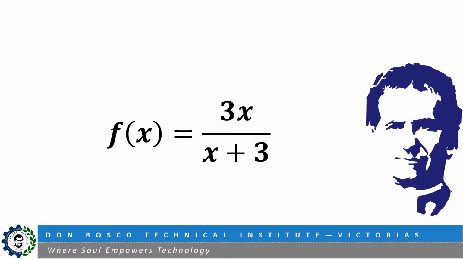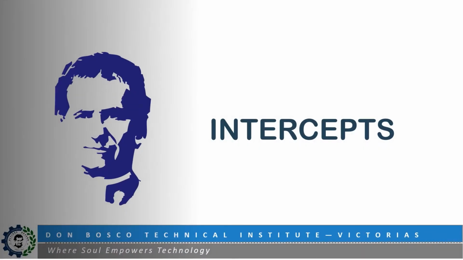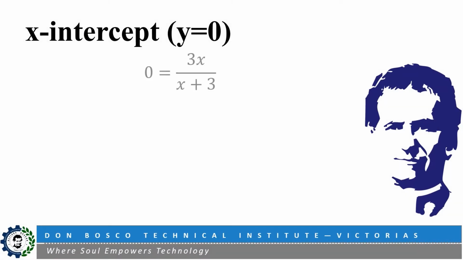The first step is to factor out the numerator and the denominator. Since both numerator and denominator are already in linear form, we will just proceed with our second step, which is to determine the x and y intercepts. In order to solve for the x-intercept, we make f of x, or the y, equal to 0. That would be 0 is equal to 3x all over x plus 3.